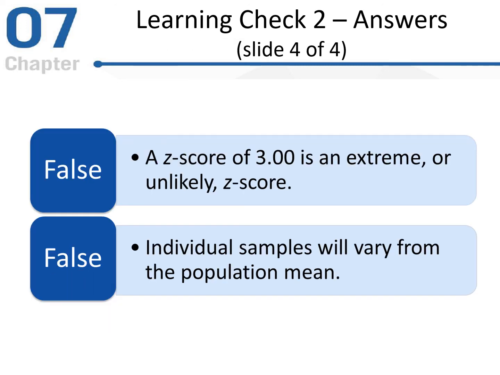Of course, the first statement is false because the z-score of 3 is in the tail. So it's very unlikely. So it's not typical of the rest of the distribution. And one sample does not let you know the population mean. Remember that the mean of the sampling distribution of the means is equal to the population mean. That's every possible sample of a given size. If you just have one sample, there's no way you can tell what the population mean is.